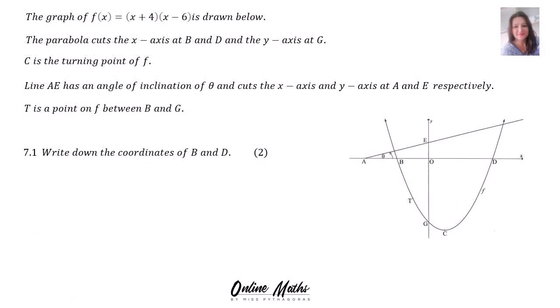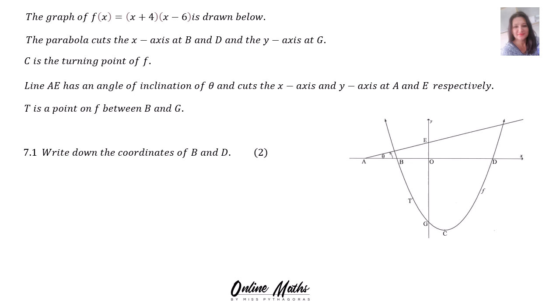Question 7, the graph of f of x equals (x plus 4)(x minus 6) is drawn below. The parabola cuts the x-axis at B and D and the y-axis at G. C is the turning point of f. Line AE has an angle of inclination of theta and cuts the x-axis and y-axis at A and E respectively. D is a point on f between B and G. 7.1, write down the coordinates of B and D.